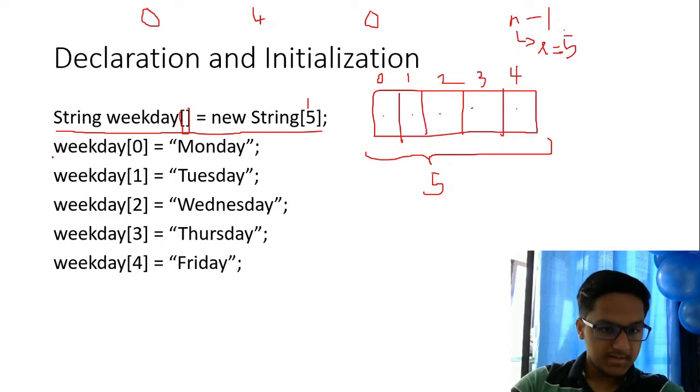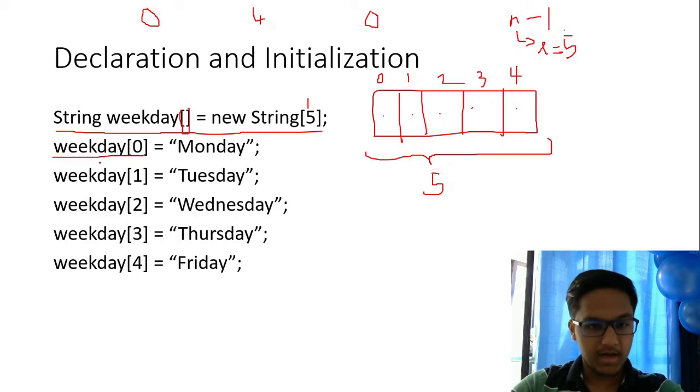So when we access a particular index element of an array, we write weekday, the name of the array, then open and close square brackets and the particular index. So this will always be a number from 0 to a number less than the length of the array. Otherwise, the program will give an error, array index out of bounds, if you, for example, try to access the 50th element of this array, because there is no 50th element. The maximum element index is 4.